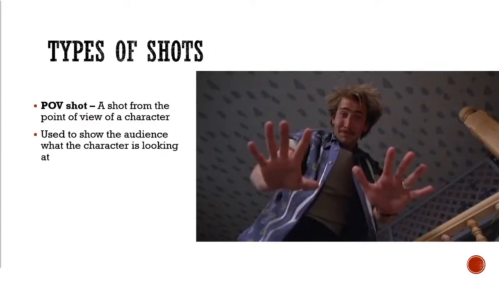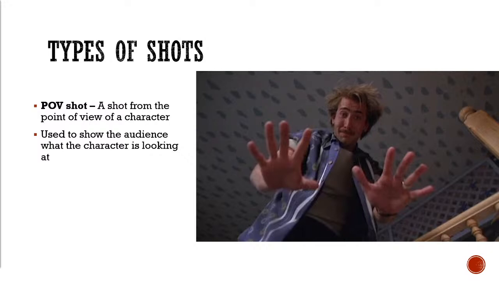A POV shot, or point of view shot, is a shot from the point of view of a character. It's used to show the audience what a character is looking at. So this is a shot from the baby's point of view in the movie Raising Arizona. Quentin Tarantino always throws in what's called the trunk shot, which is a point of view shot from inside the trunk of a car, as seen by a character who has been captured and thrown into the trunk of a car.